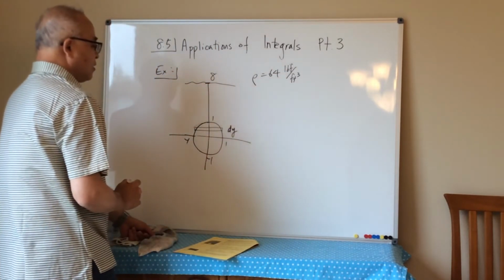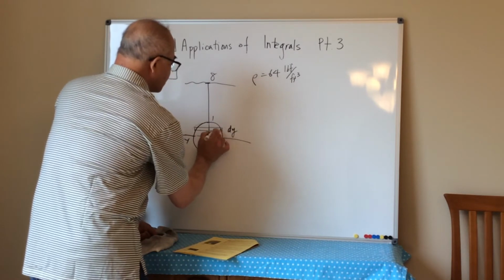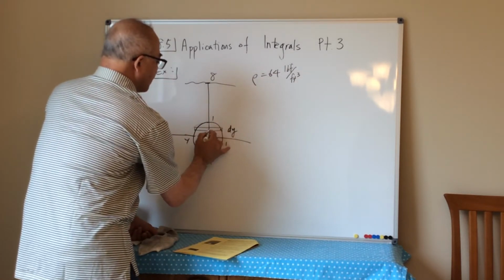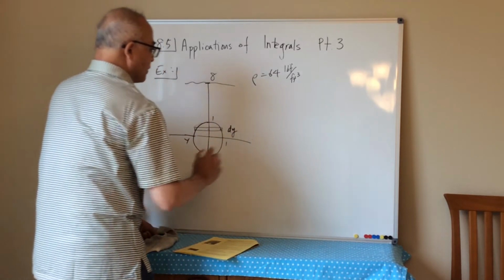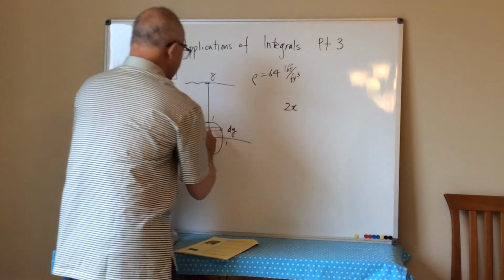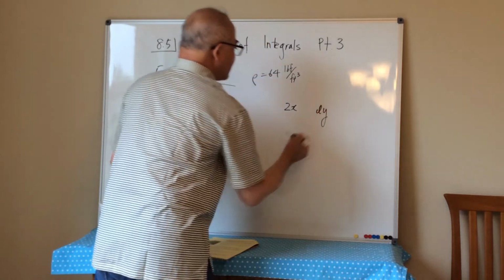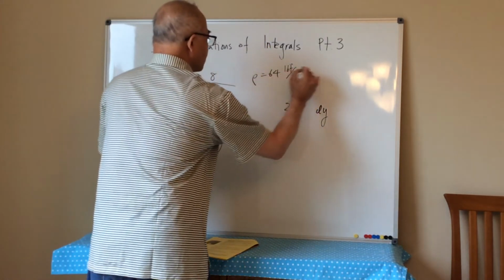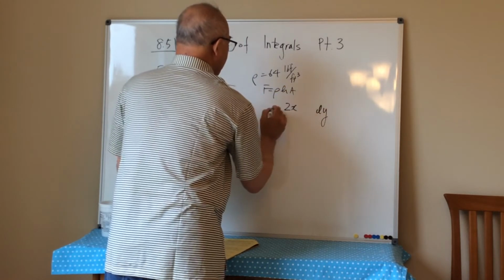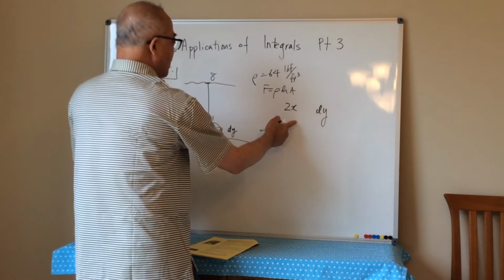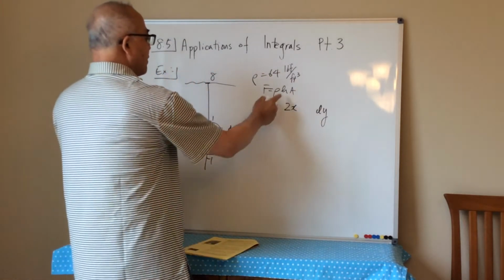So this guy here is going to be your x, right? From here to here is your x. So this strip is going to be 2x, and 2x times the width, which is dy, is your area, right? So force, again, is equal to rho h A. This is my area, my rho was 64. Then my height was what?